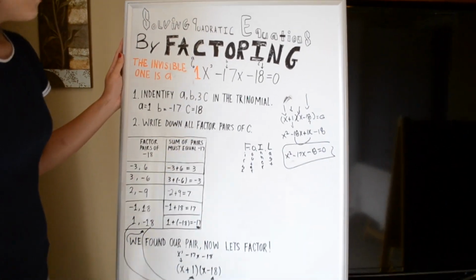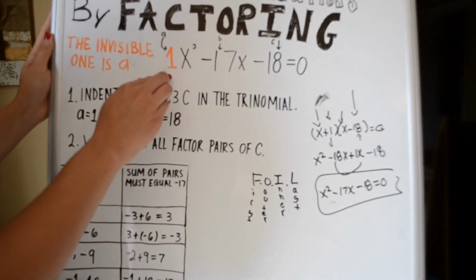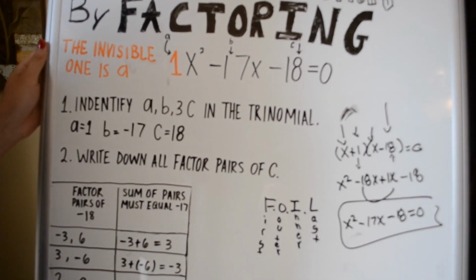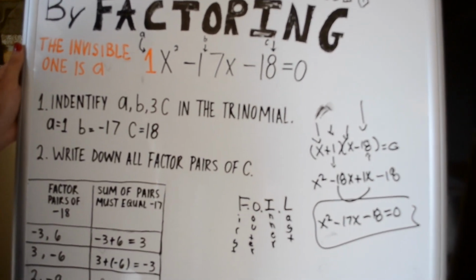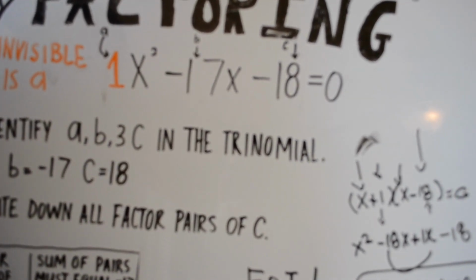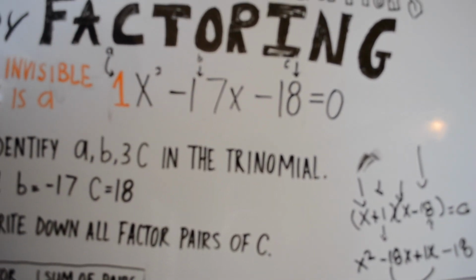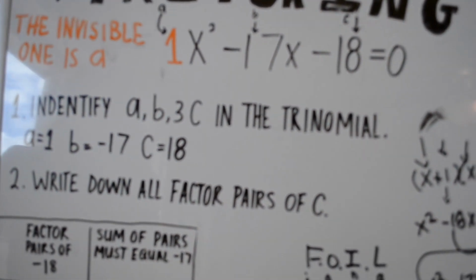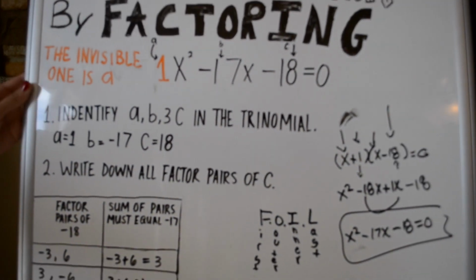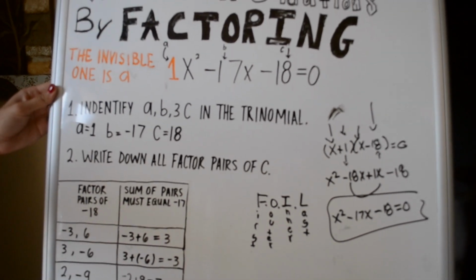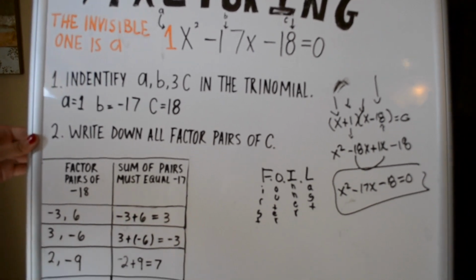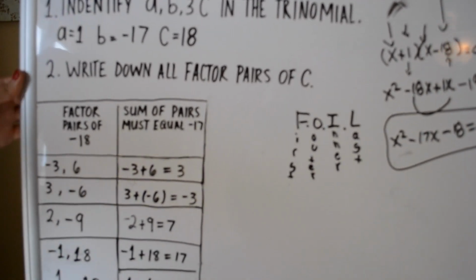As we said before, when there's just an x squared, there's always going to be an invisible 1. So the equation we have here is x squared minus 17x minus 18 equals 0. 1 is a, negative 17 is b, and negative 18 is c. The first thing we're going to do is identify a, b, c in the trinomial, which we just did. Next, we're going to write down all factor pairs of c.